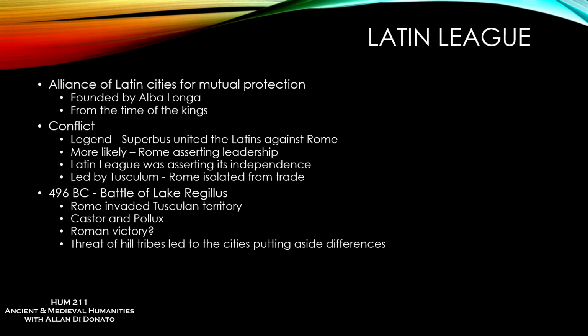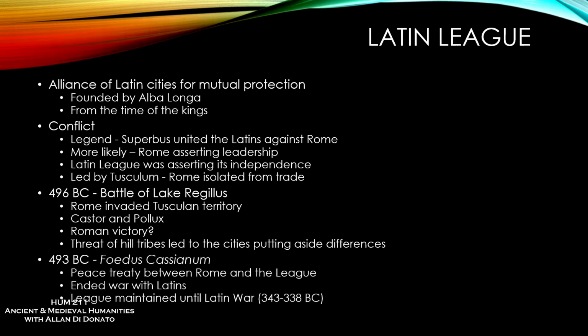Now, the Roman account is that they invade the Tusculan territory, and in the midst of this battle, these mythical heroes, Castor and Pollux, the Dioscuri, the brothers of Helen of Troy, by the way, show up on the battlefield and lead to a Roman victory. Now, we can question whether there was actually a Roman victory, but most likely, realizing the need for putting their differences aside and maintaining an alliance because of other threats like the tribes in the hills, ultimately they stop fighting.